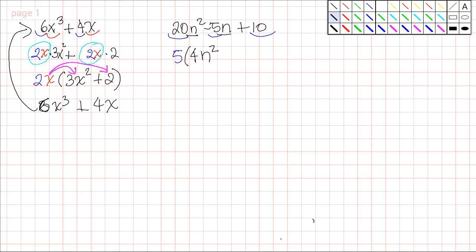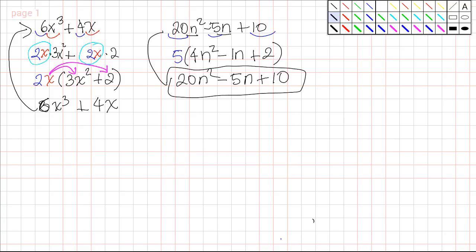And then 5 times what equals 5? That would be 1, so I have 1n, or you can just write n, plus, and 5 times what gives you 10? That is 2. If we check, we have 5 times 4 is 20n squared, minus 5 times n is 5n, plus 10. We have factored completely. So just so this is clear, this is the factored form right here. Let me just write that factored form.